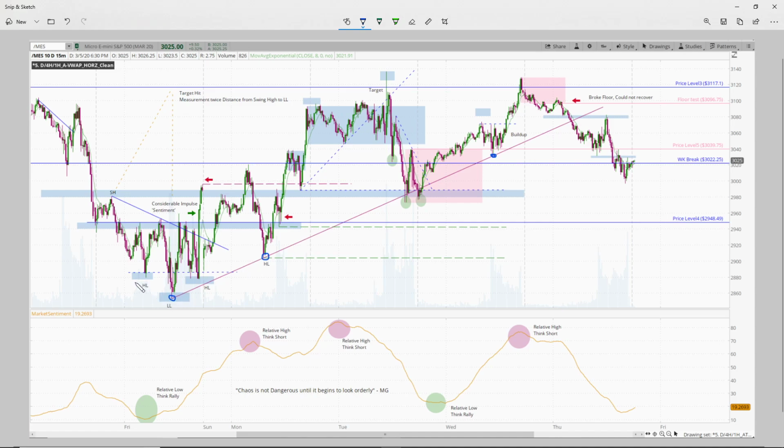But we're looking at this higher low, this lower low, and this higher low here, and we're looking at this swing high pivot. So we draw a descending line for our descending highs.